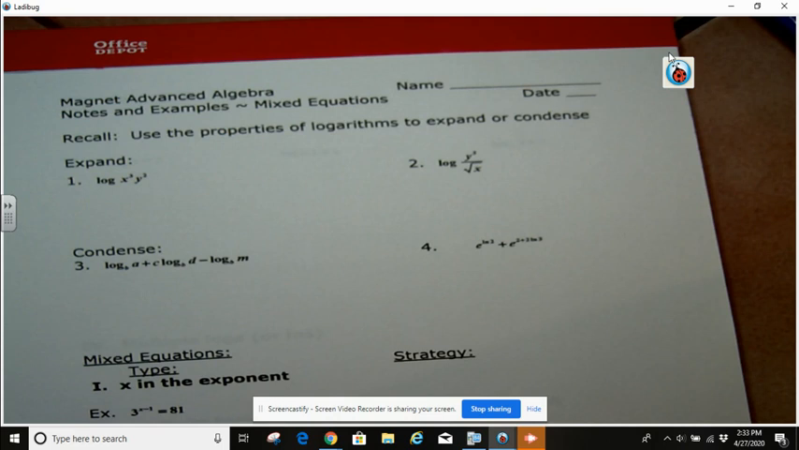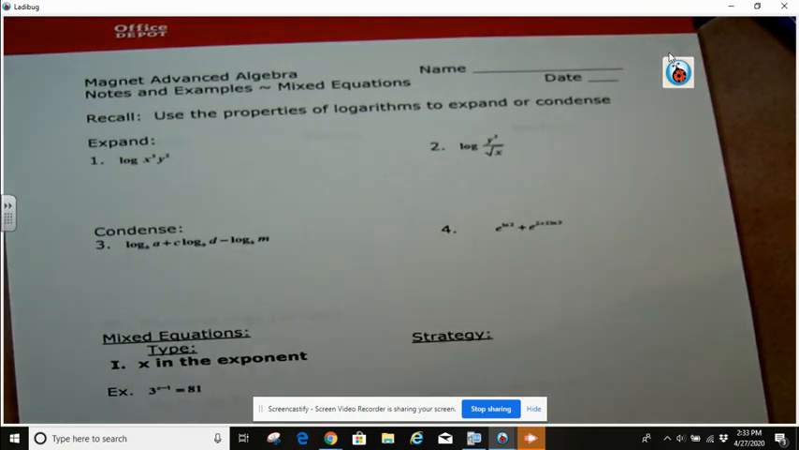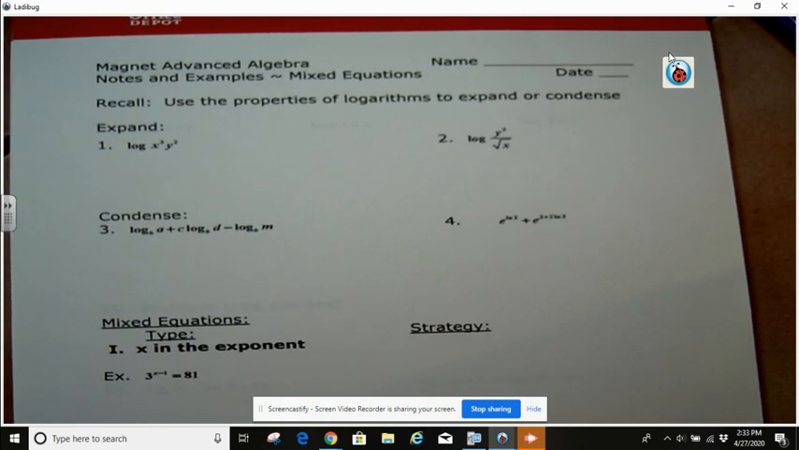So if you haven't already tried the top 4 problems, those are review from the previous week with the properties of logarithms. If you want to pause the video so that you can try them before I do them, you can do that, or you can just follow along.